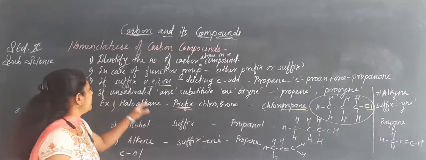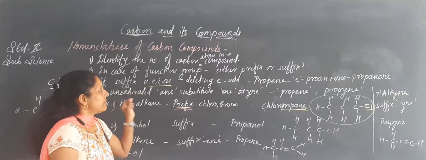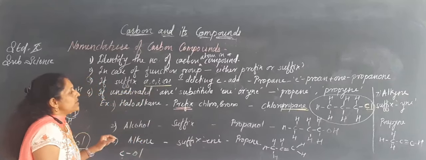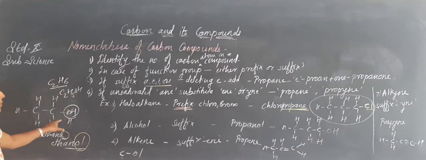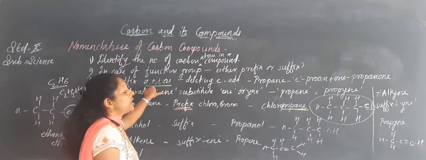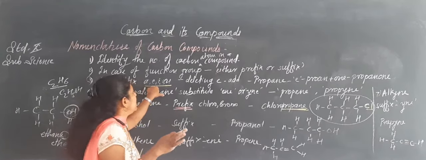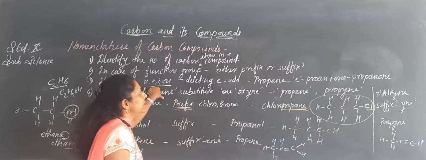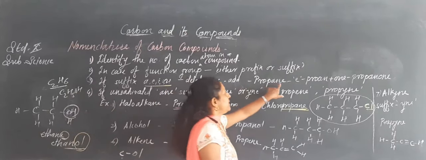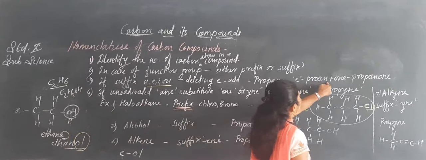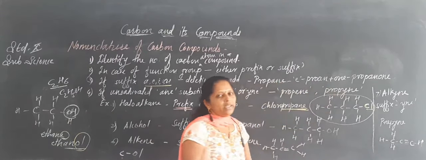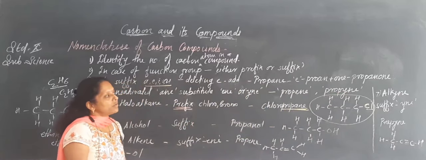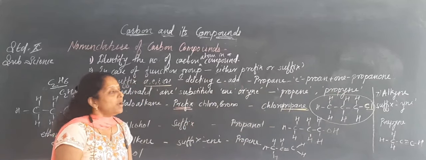So this is one example where we are adding a suffix. When there is an alcohol, it is propanol. But when a ketone group is present, and the suffix begins with a vowel, deleting that E and adding, we get propanone. So E is replaced by ONE if a ketone group is present. So that is the name, propanone.